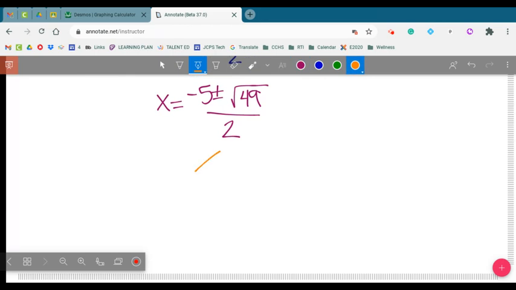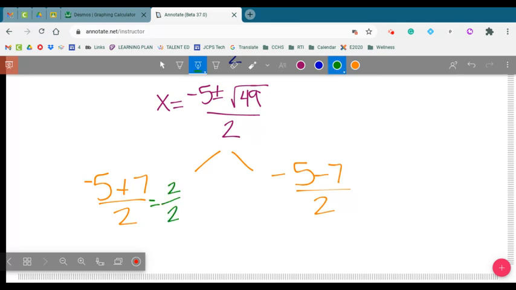So from here, I'm going to split it because I'm going to have negative 5 plus 7 divided by 2, because that's the square root of 49, and negative 5 minus 7 divided by 2. So I'm going to get 2 divided by 2, which equals 1. So that's one of my solutions. And I'm going to get negative 12 divided by 2, which equals negative 6. So that's my other solution.